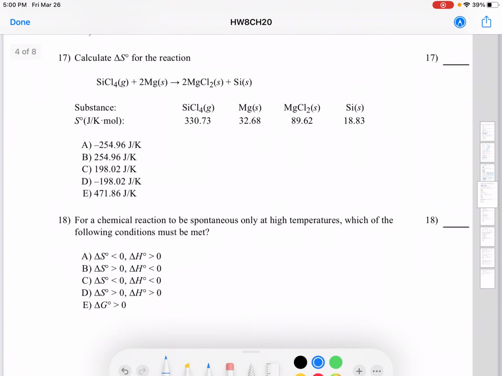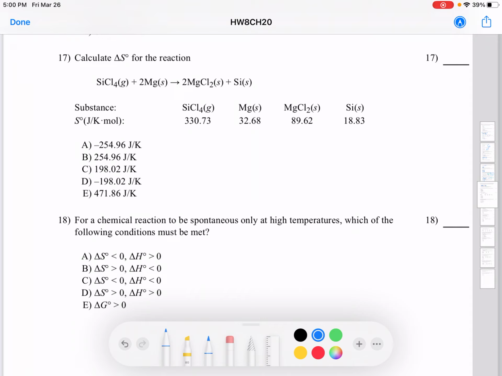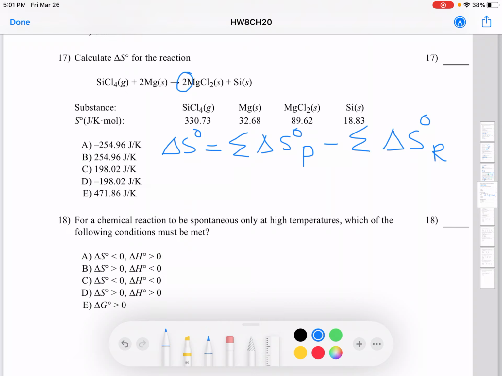Number 17. Calculate delta S naught for the reaction. How do you calculate delta S naught? You use this equation: delta S naught equals the sum of all the delta S naught values for the products minus the sum of all the delta S naught values for the reactants. And you also need to take into consideration the number of moles. So this is 1, 1. So these are going to be your products.